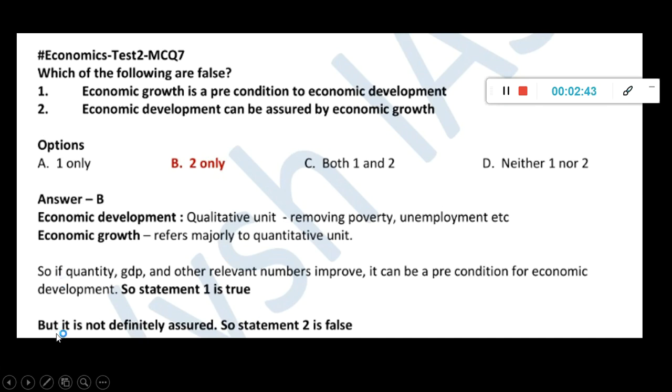I have given the minimum explanation, because that is the only thing needed to answer this question. Growth is quantitative, development is quantitative plus qualitative, and growth can be positive or negative, while development is always positive.